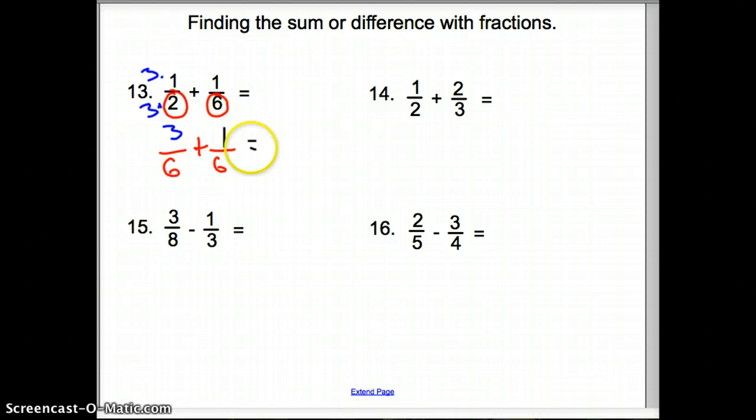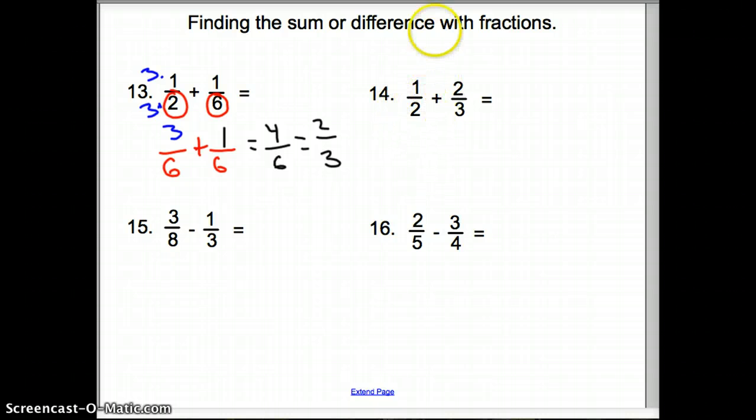We have the common denominator. Now you add them straight across. So it's going to be 4/6. Now you can simplify 4/6. What can you take out of the top and the bottom? You can take out a 2. So now you're left with 2/3.